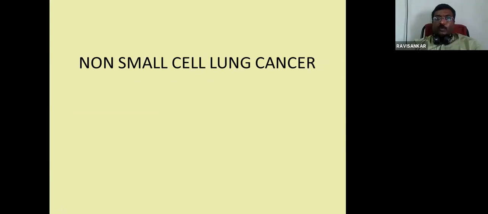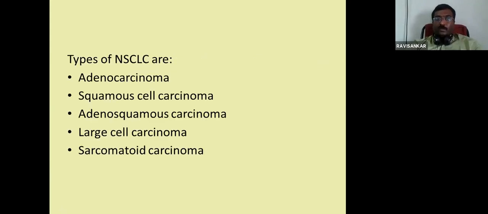Coming to non-small cell lung cancer. The non-small cell lung cancers commonly are adenocarcinomas, squamous cell carcinoma, adenosquamous carcinoma, large cell carcinomas, and sarcomatoid carcinoma. There are very clear pathological guidelines for that.